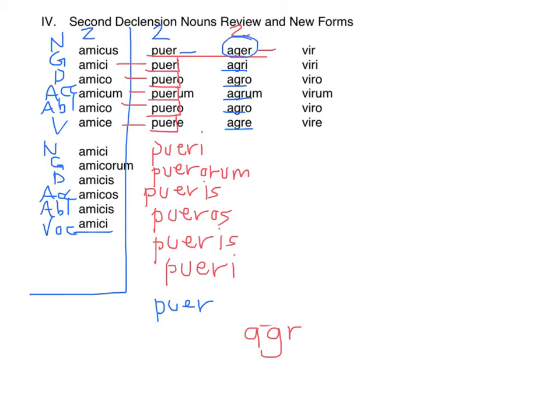Otherwise, the endings in the singular and the plural, which I haven't written down, are exactly the same for ager and puer. The only difference between ager and puer is that ager has the E in the nominative singular, but nowhere else. Whereas you can see that this theme for puer continues the entire time with the E.